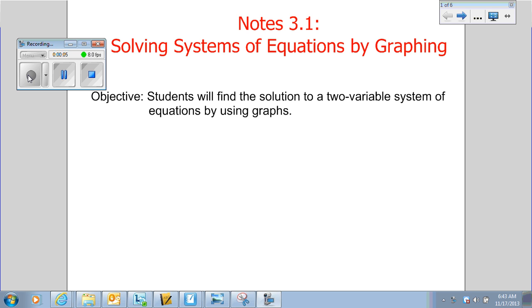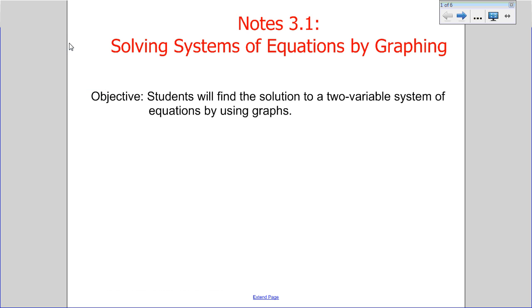Alright, so here's a quick review of Lesson 3.1 notes from class on Thursday. Our goal is to find the solution to the two-variable system by graphing.